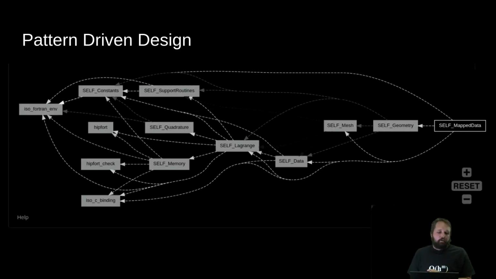So here's an actual dependency graph from SELF. You can check this out in our documentation, which again, you'll find in that README. So again, down at the bottom, we control our precision with that ISO Fortran ENV. We've got SELF-Lagrange sitting here, and that does have some dependencies under the hood. Here's that SELF-Memory layer I was telling you about, where we can store basically the interpolants, the derivative matrices, things like that, both on the host and the device.